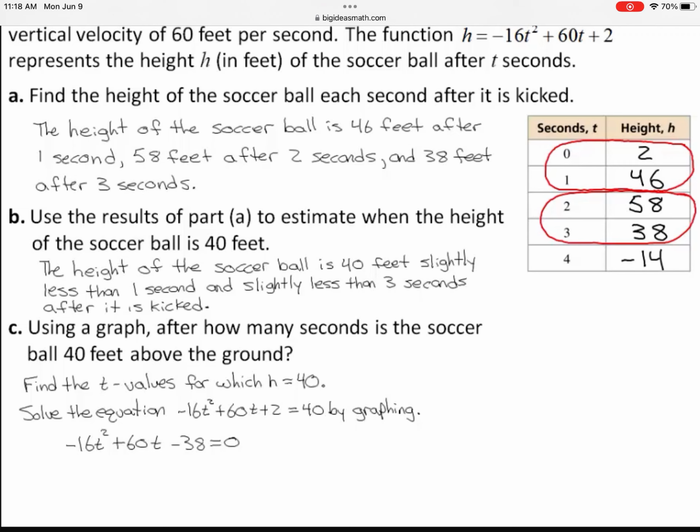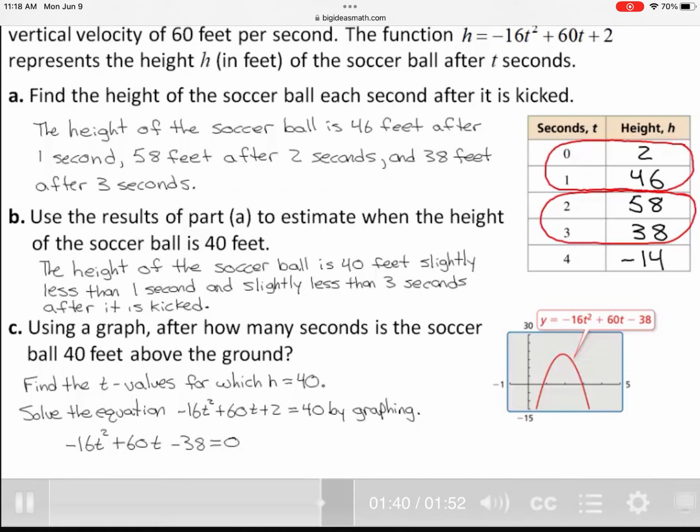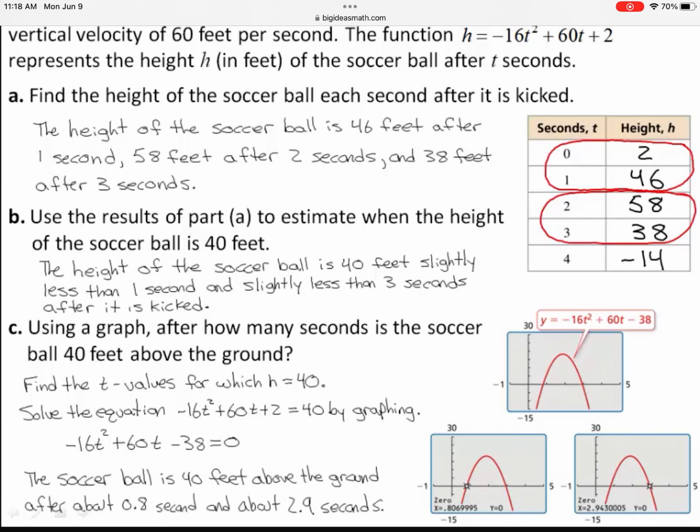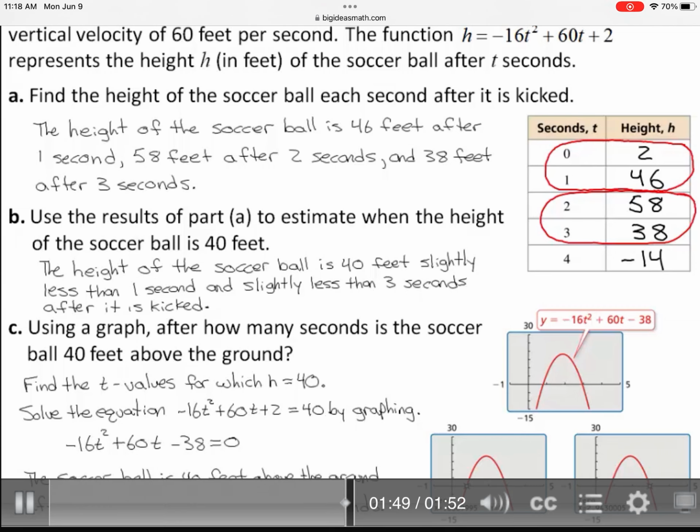Then use a graphing calculator to graph the related function y equals negative 16t squared plus 60t minus 38. Then use the zero feature to find the zeros of the function. So from the graph you can see that the soccer ball is 40 feet above the ground after about 8/10 second and about 2 9/10 seconds.